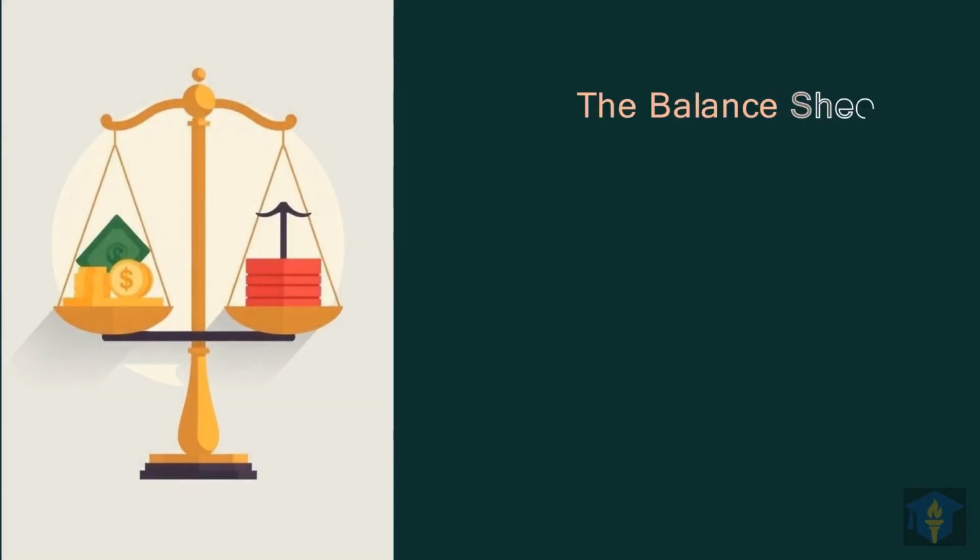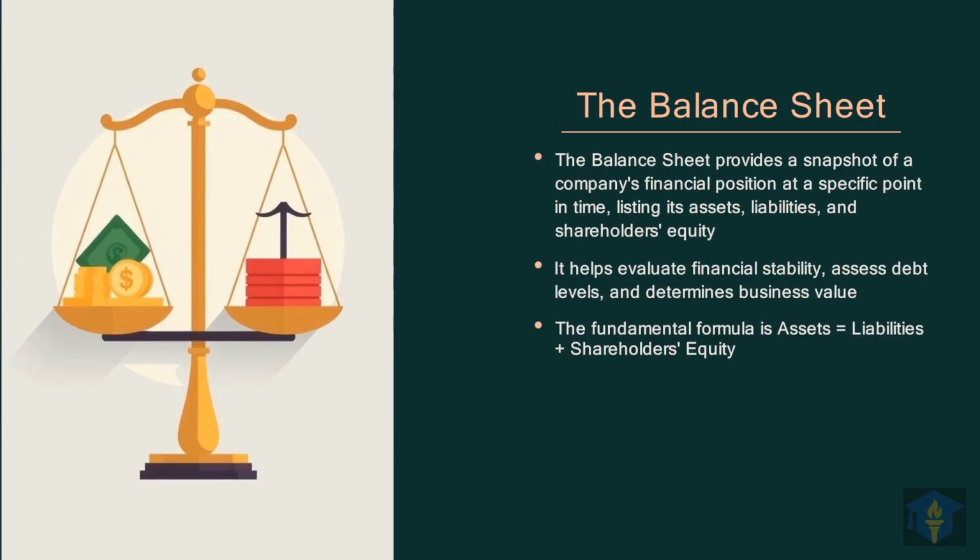Let's dive deeper into the balance sheet, understanding its components and what it communicates. The balance sheet snapshots a company's financial position, listing assets, liabilities, and equity. Assets equal liabilities plus shareholders' equity.